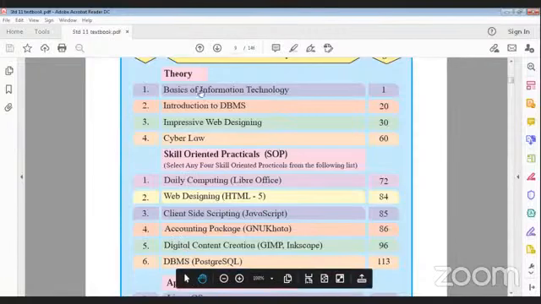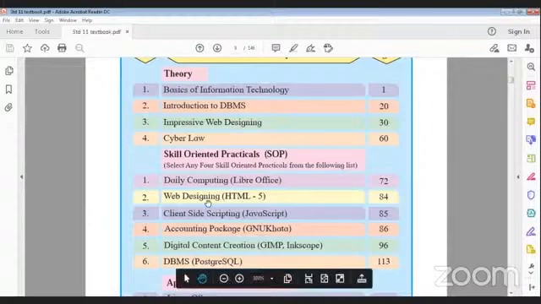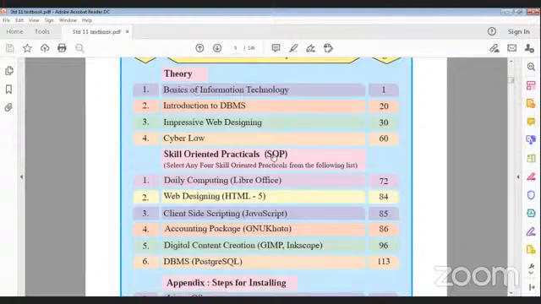Okay, but I just want to brief you all with this part. Out of these 6 SOPs, you'll be doing only 4. This web designing is to be included compulsorily, because HTML is not only there for your theory in chapter 3, but it will also be there next year in 12th standard. So this web designing we won't be skipping. This is regarding your theory and SOPs, practicals.